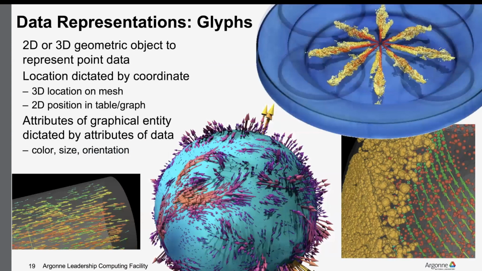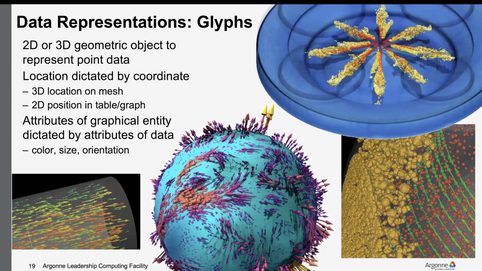So glyphs is essentially representing point data, right? If I have a 2D or 3D geometric object and I use that to represent this point data, the location is dictated by the coordinate, so its position on a 3D mesh or in 2D on a table or graph, for example. And then again, we take these graphical attributes and map them to the data attributes. So for example, color, size, orientation, right?